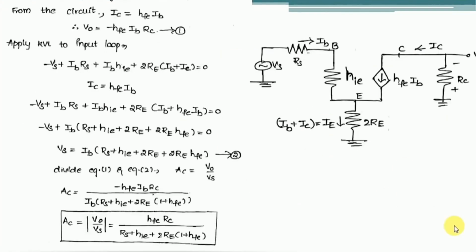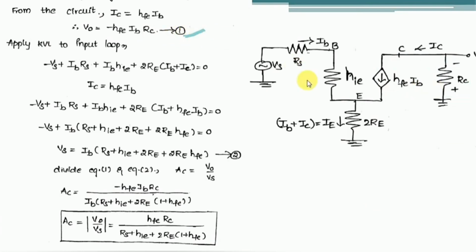Okay, as in the previous differential mode gain, the output voltage is nothing but the voltage drop across the resistor RC. Since the current direction and the measured output voltage are in opposite directions, we can write the V0 expression as minus IC into RC. Here the IC value is nothing but HFE IB. So finally the V0 expression we can write as minus HFE IB into RC. Now consider this as equation 1.